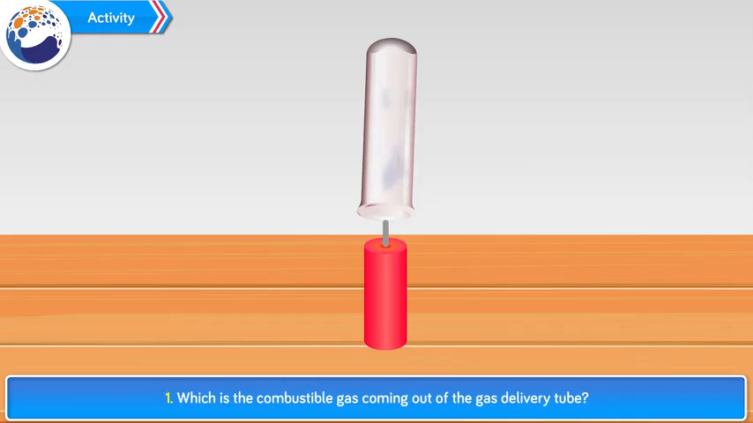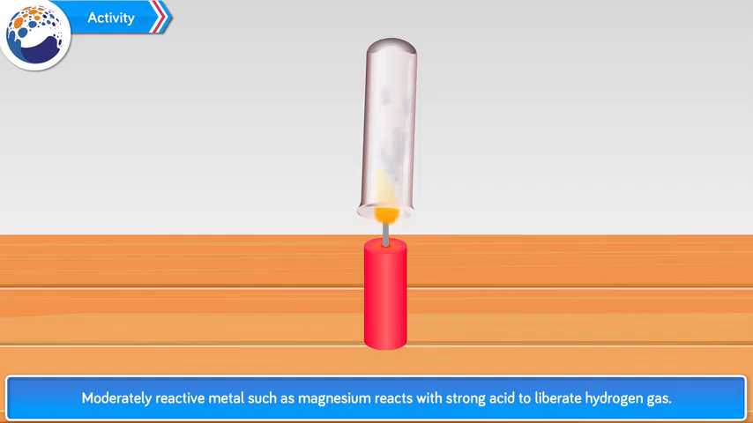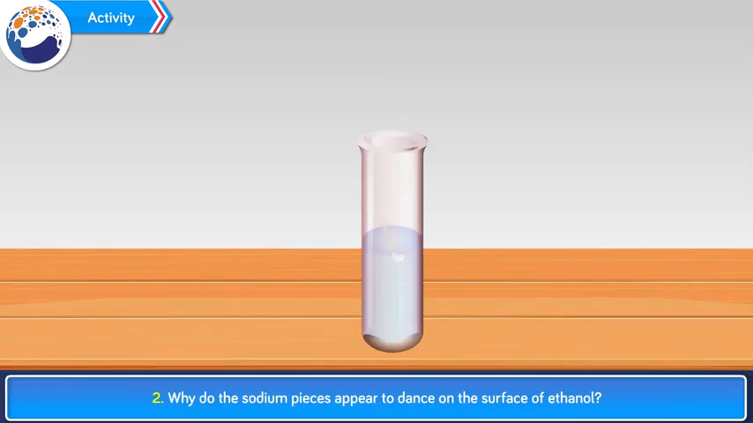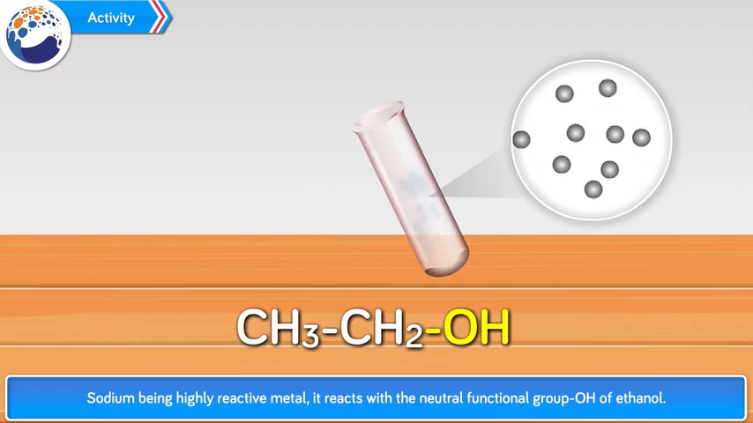1. Which is the combustible gas coming out of the gas delivery tube? Moderately reactive metal such as magnesium reacts with strong acid to liberate hydrogen gas. 2. Why do the sodium pieces appear to dance on the surface of ethanol? Sodium being a highly reactive metal, it reacts with the neutral functional group OH of ethanol.